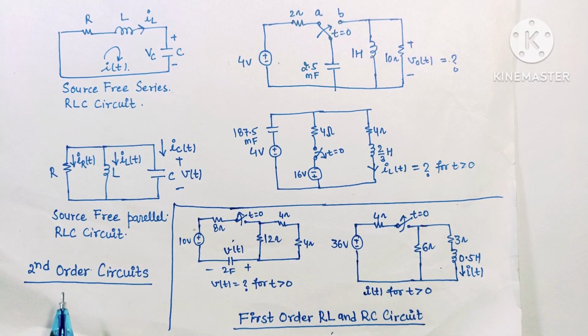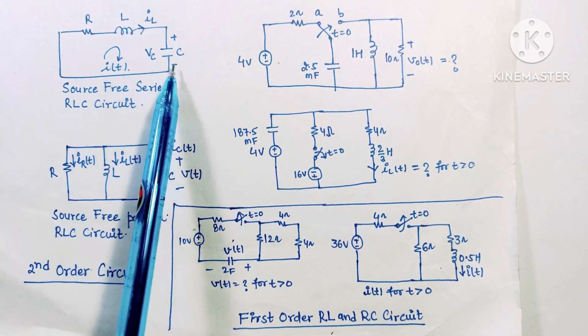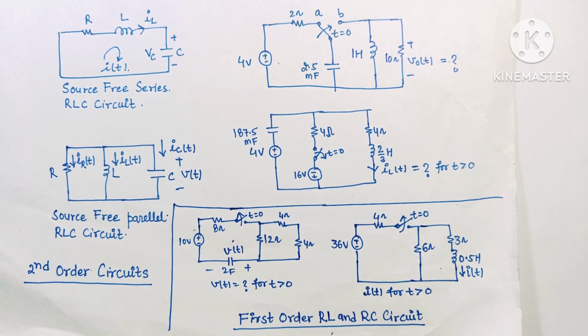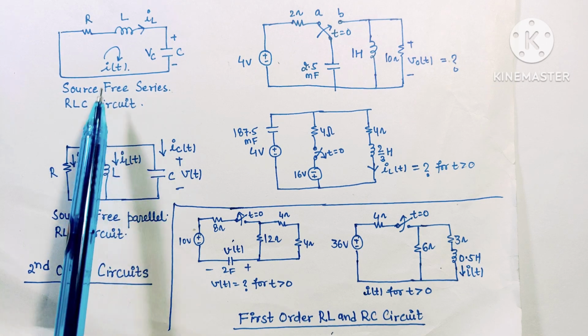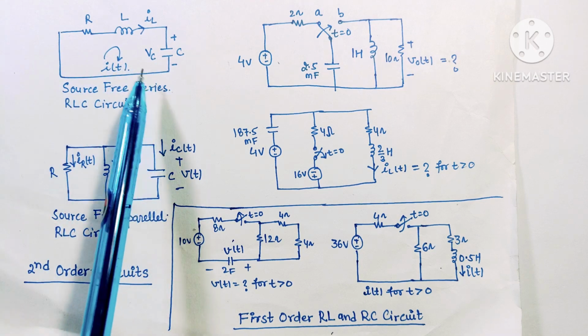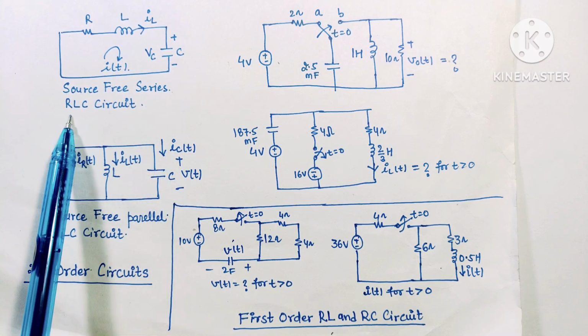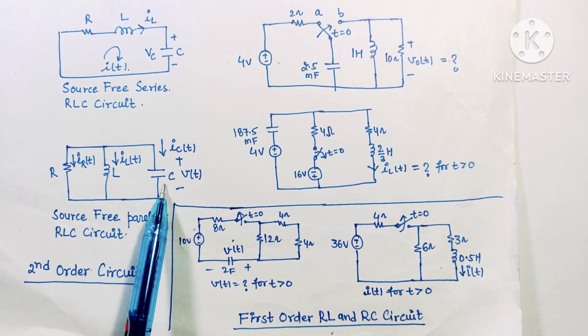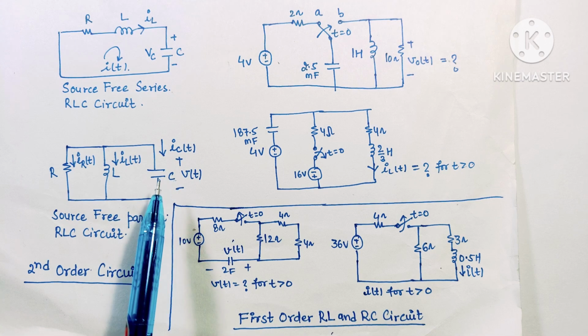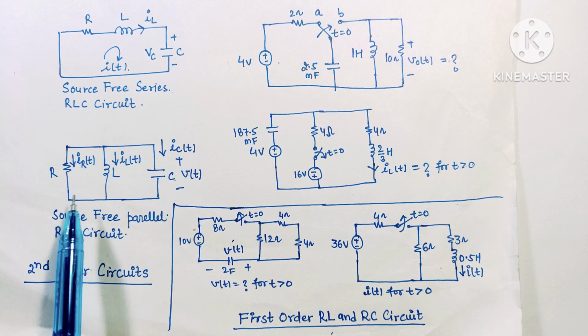But in a second order circuit, all three elements, that is the resistive element, inductive element and capacitive element, will be present in our circuit, and the voltage or current equation will be asked for t greater than 0 seconds. So here we can see this is the source free series RLC circuit, meaning R, L and C elements are connected in series and there is no source connected. This is the source free parallel RLC circuit, meaning R, L and C elements are connected in parallel and no source is connected to this circuit.